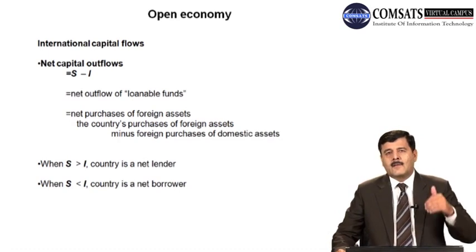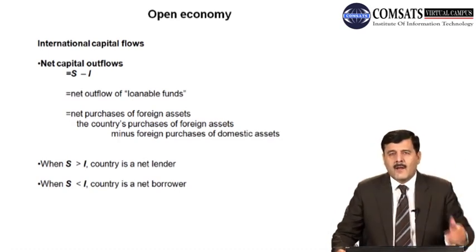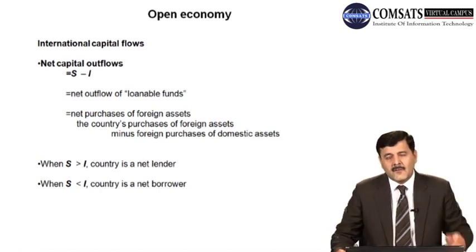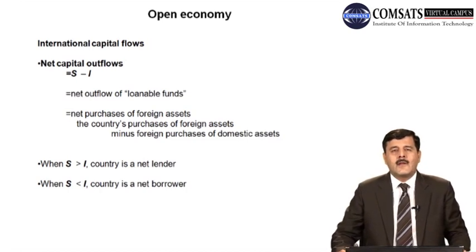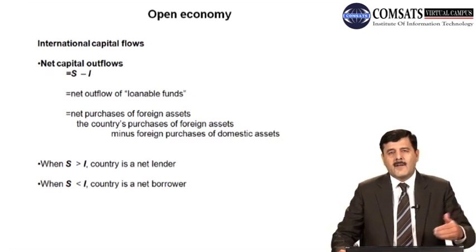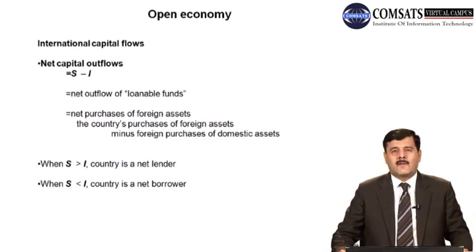So when some people from Pakistan have invested in the United States, and purchased foreign assets from the United States, that becomes the capital outflow for Pakistan and capital inflow for the United States. And similarly, if the United States has purchased some of the assets from Pakistan or invested in Pakistan, that will become capital inflow for Pakistan and outflow for the United States. So the net capital outflow, NCO, is equal to the country's purchase of foreign assets minus the foreign purchases of the domestic assets, right?